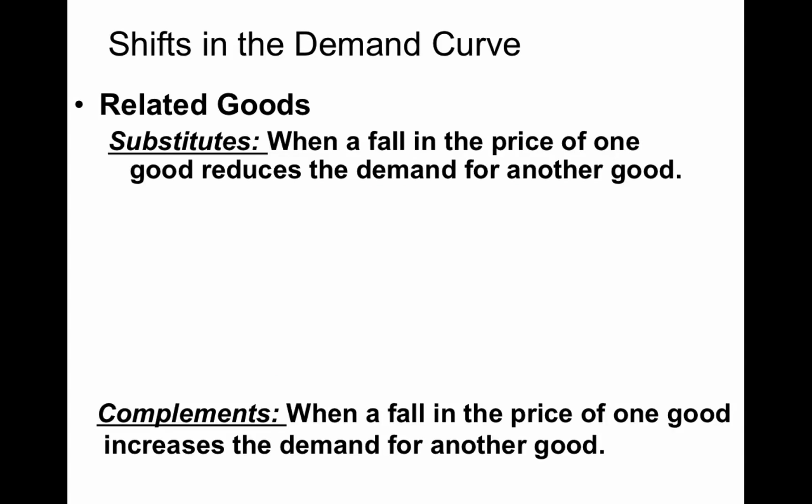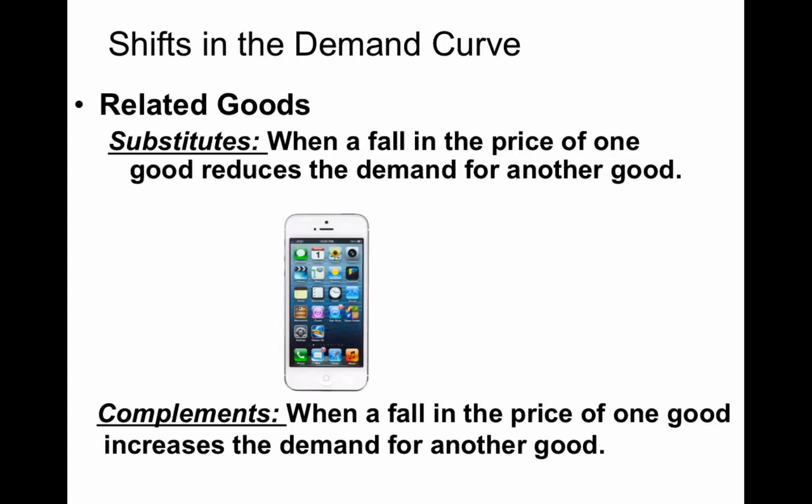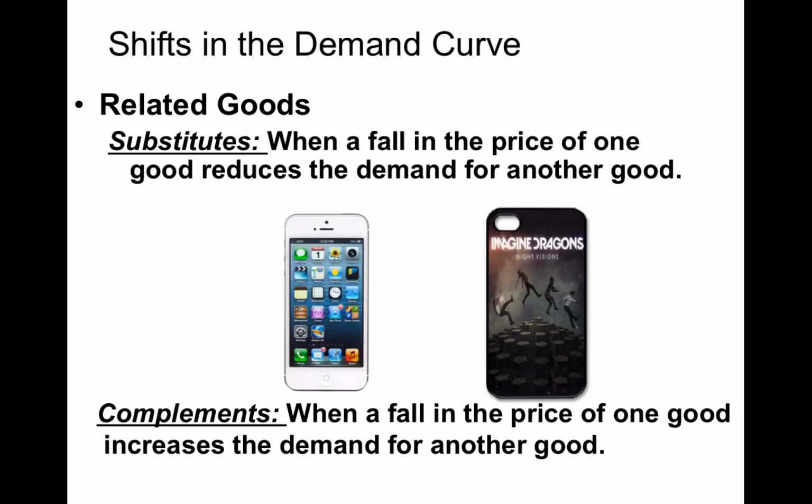And complements are when 2 goods go together. So like the iPhone and an iPhone case, which I need a new one right now. They go together. So anytime you buy a phone, you might buy a case. Unless some of you are brave and walk around with nothing. But most of the time, you have to buy them both together. Or you can think of a hot dog and a hot dog bun, a car and gas, computers and software.